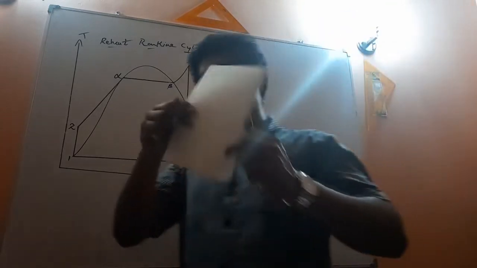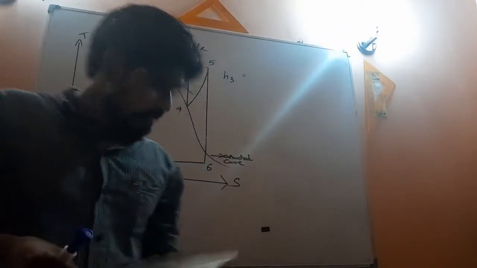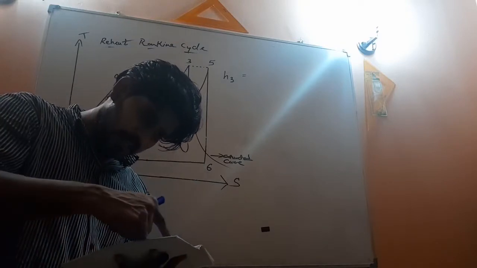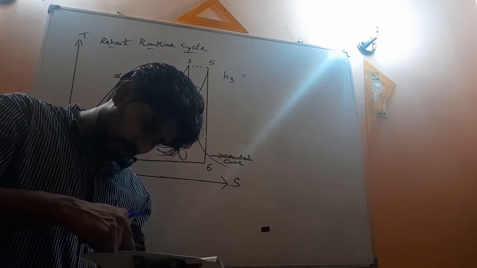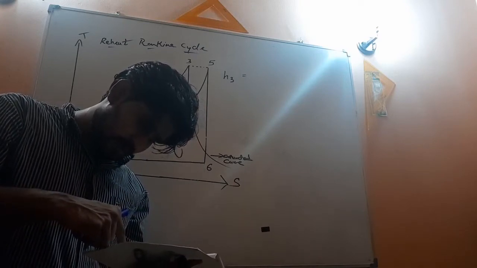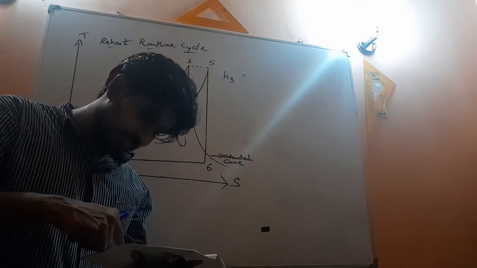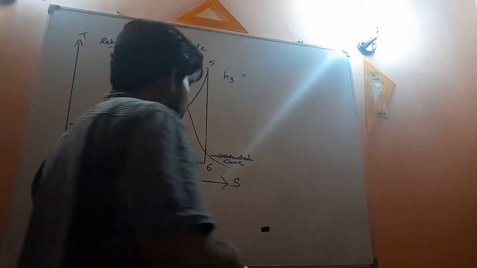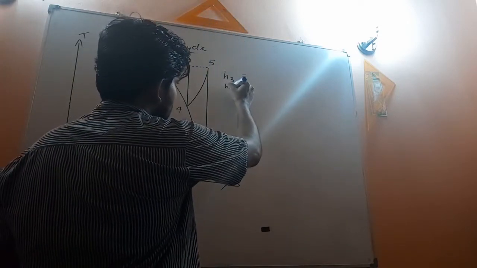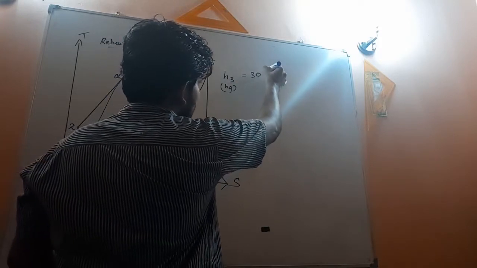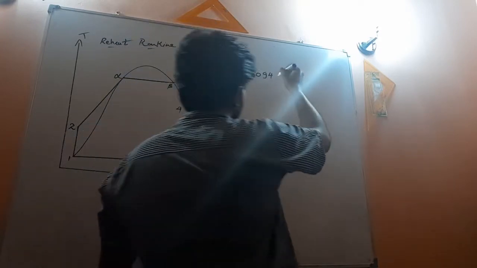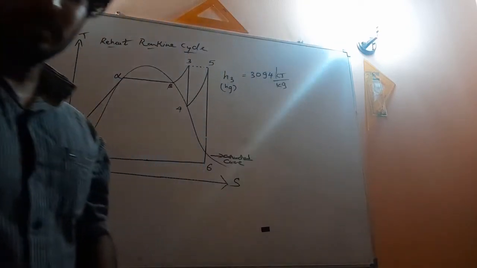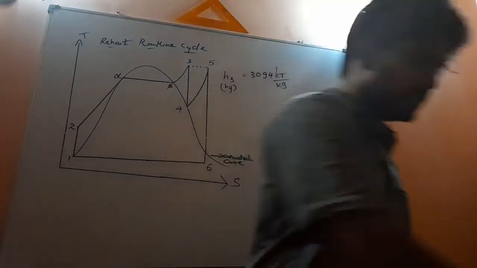You can either use steam table, right? So from the steam table you refer superheated steam, 350 degrees Celsius, 40 bar. So that means it is definitely G line, HG, 3094 kilojoules per kilogram, right? Or else you can use the HS chart.